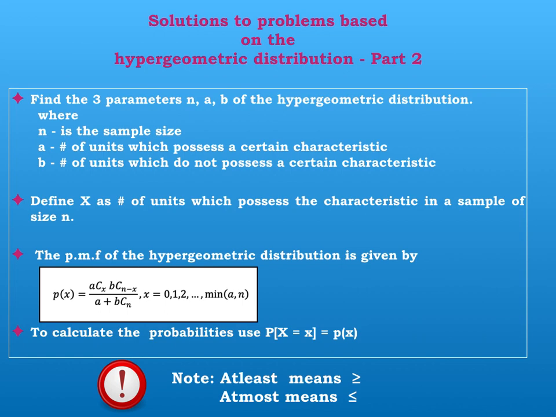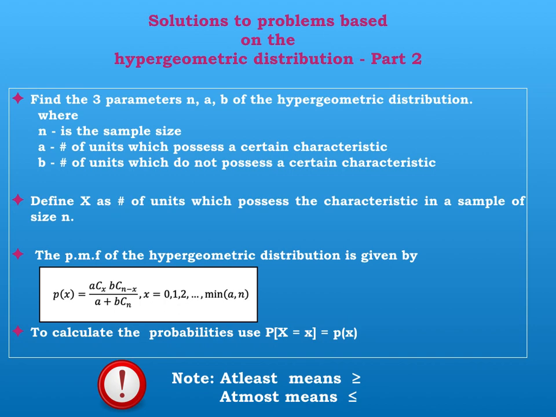The next step is based on the problem which is given. We have to define capital X as the number of units which possess the characteristic in a sample of size n. So the characteristic will depend on the problem. The third step is to write the general format of the PMF of the hypergeometric distribution.